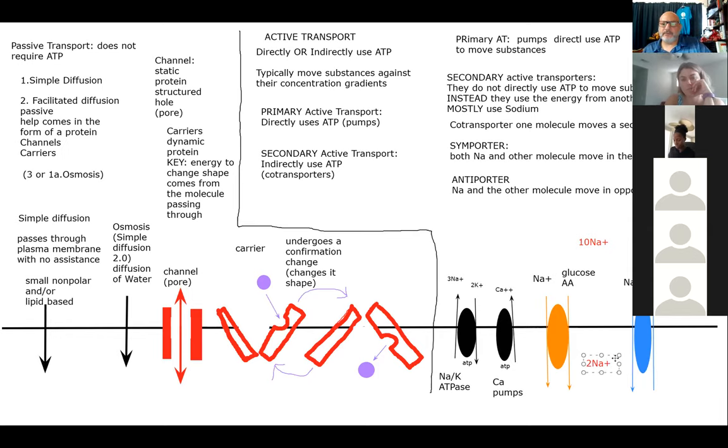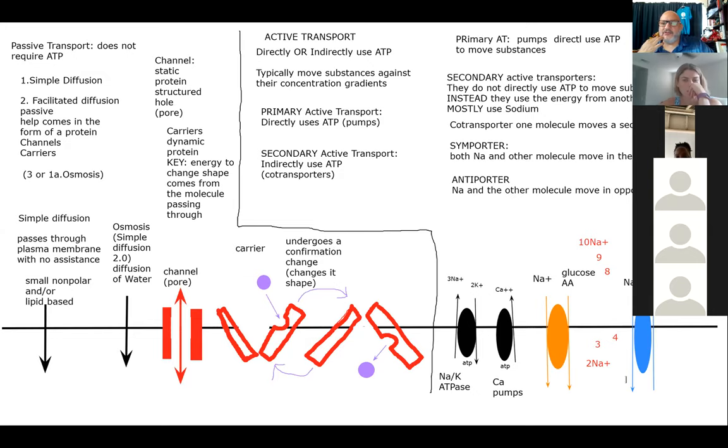All right? Now, we let one sodium come in so that I can bring in a glucose. How many sodiums do I have on the outside now? Not a trick question. 10 sodiums outside, one sodium goes in. How many sodiums do I have on the outside? 10 minus 1 is 9. Excellent. So now there's 9. And how many sodiums do I have on the inside? 3. Excellent. Then I use another sodium to bring in an amino acid. How many do I have on the outside? 8. How many do I have on the inside?